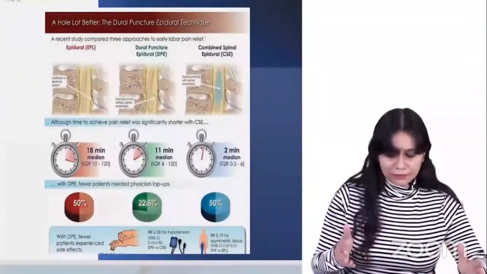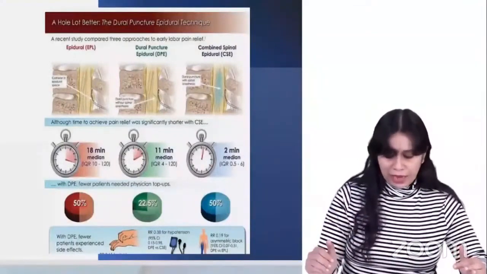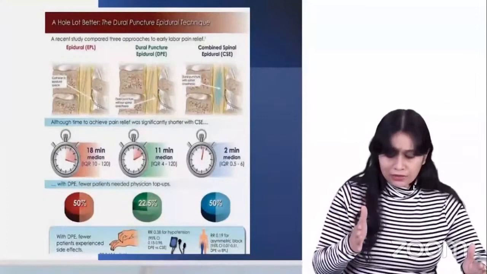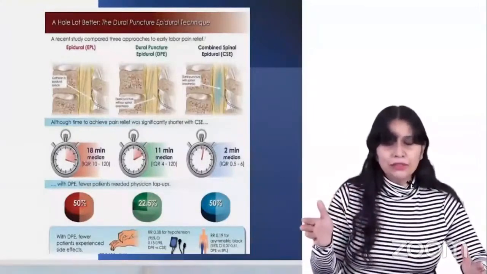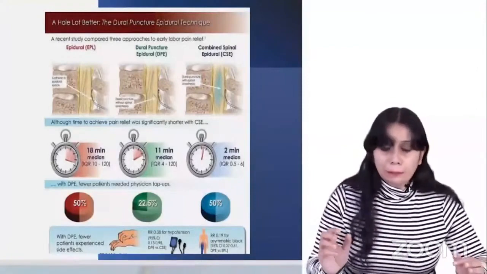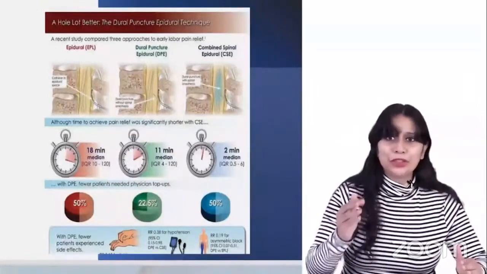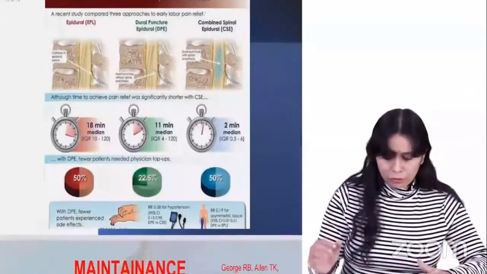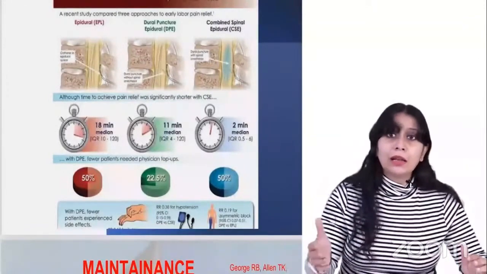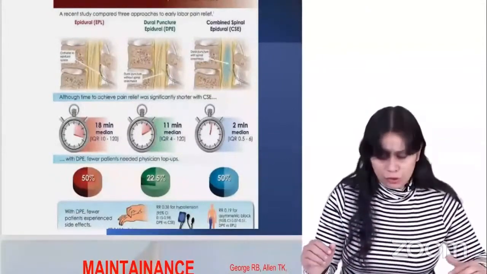Okay. So I talked about a landmark study which compared conventional epidural, dural puncture epidural and combined spinal epidural. What was the result of this study? Onset of analgesia was faster in combined spinal epidural, with 2 minutes of onset. Dural puncture epidural showed 11 minutes of onset of analgesia and conventional epidural 18 minutes. But the requirement of top-ups was least in dural puncture epidural because of slow diffusion of the drug from the epidural to the spinal space. Only 22.5% of patients required top-ups in the dural puncture epidural technique, compared to 50% in both CSE and conventional epidural technique. So this is a good technique which can be used.